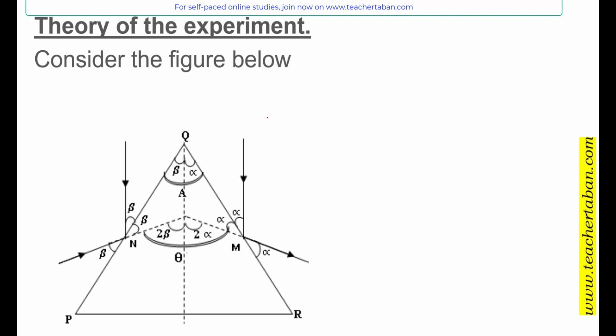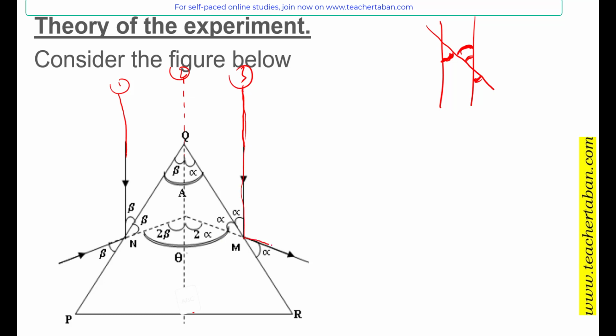In other words, look at this. This is the parallel light from the collimator. It means that lines 1, 2, and 3 are parallel lines. And what do we know about parallel lines? When you draw a line cutting through each of them, this angle here is the same as this angle, vertically opposite. At the same time, this angle here is the same as this angle, alternating angles.